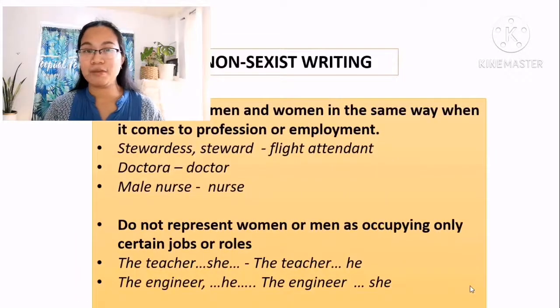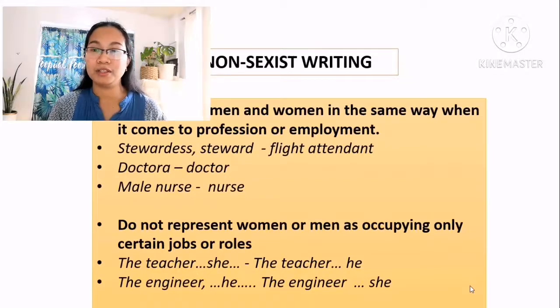Identify both men and women in the same way when it comes to profession or employment. Like, for example, doctor. Pwede naman daw hindi na doktora. Doctor na lang. Doctor, we are referring to male and female doctors. So, stewardess or steward, we can actually have flight attendant. So, generic term na yan, either male or female, flight attendant. And then, meron ginagamit before na male nurse. We can just use the term nurse, either male or female, okay?